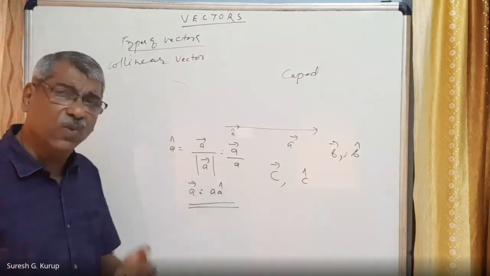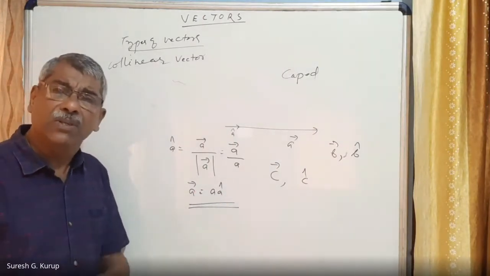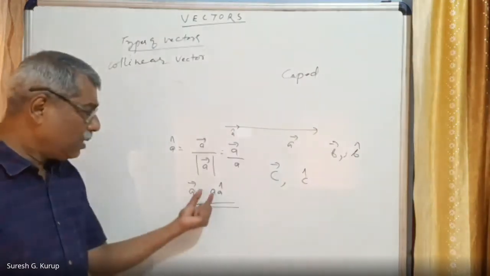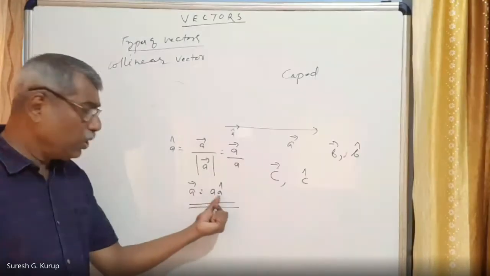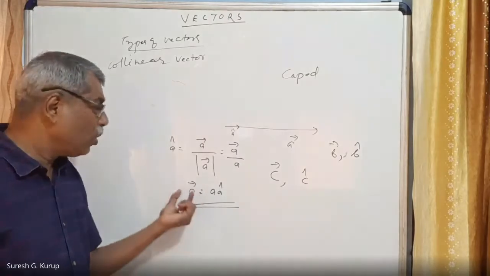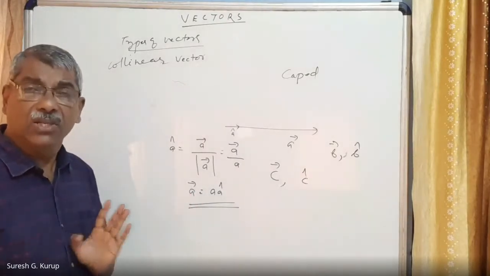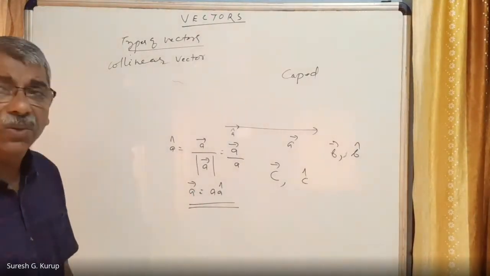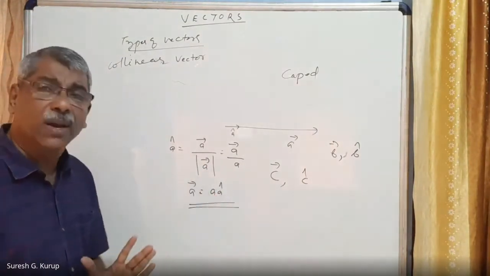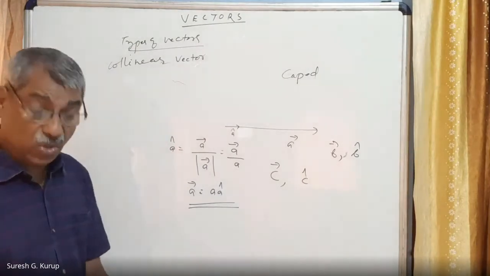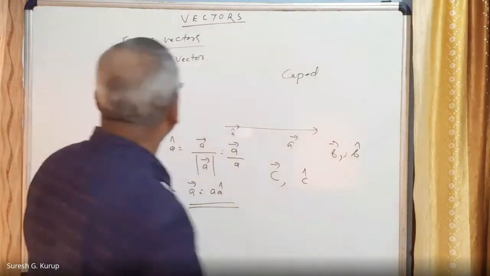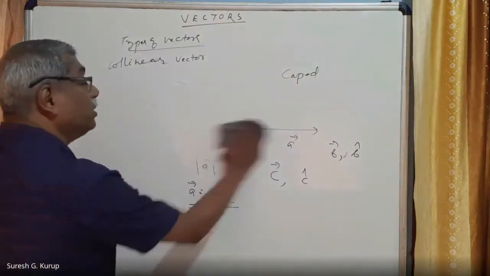From this analysis, what you understand is that the unit vector represents only direction. The total magnitude of a vector into the unit vector direction gives the whole vector. This is a very important relation. Vector A is equal to modulus vector A into unit vector A, or unit vector A into modulus vector A. This is a very important relation, so this relation is also important. So unit vector, that is also done.